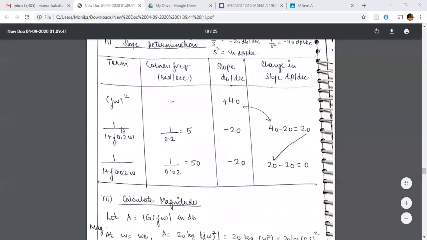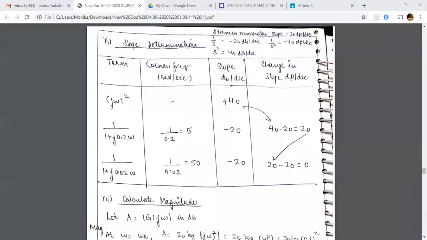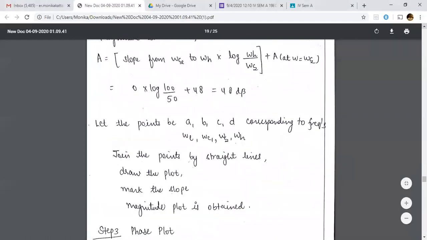You have to write each term. For first order poles or zeros, you have to find the corner frequencies omega. For each term, you have to write the slope in dB. And lastly, you have to add the two slopes and write the change in slope. Okay, now calculate magnitude.